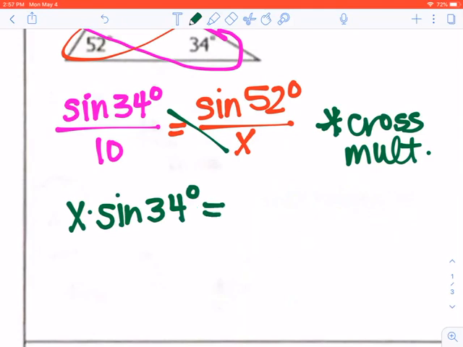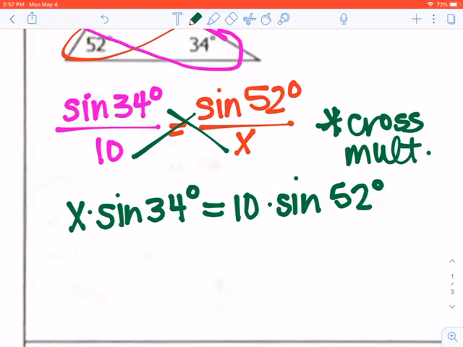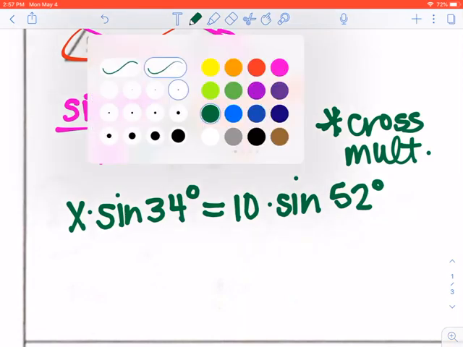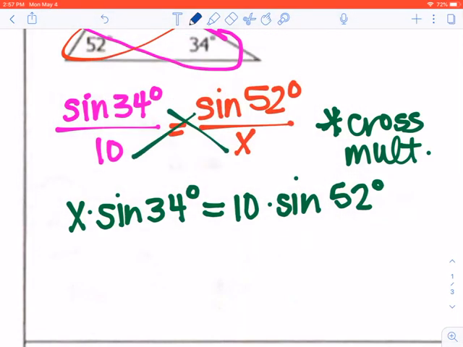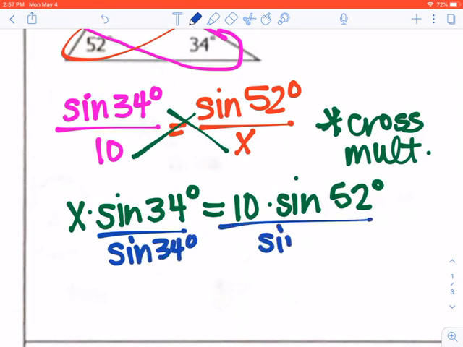And then the next one is 10 times sine 52 degrees. Again, this is not sine of 520 degrees. That is not how it works. Sine 52 degrees is some specific value, and we're taking that value and multiplying it by 10. Now, again, the idea is to solve for x. x is being multiplied by sine 34 degrees, so we are going to divide by sine 34 degrees. So I divide both sides by sine 34 degrees.